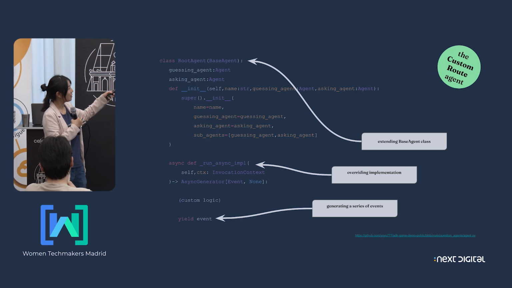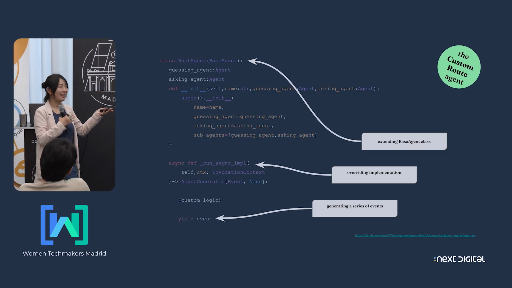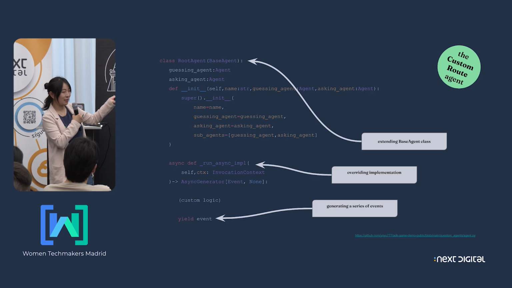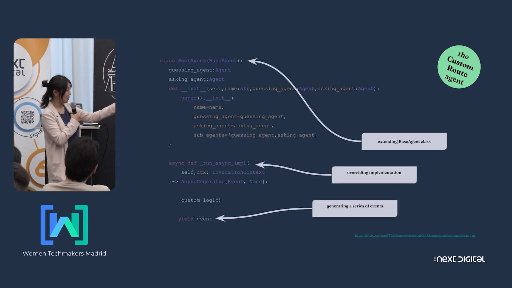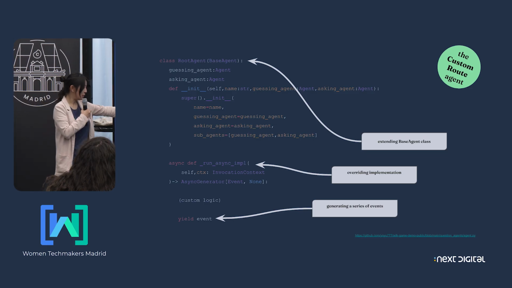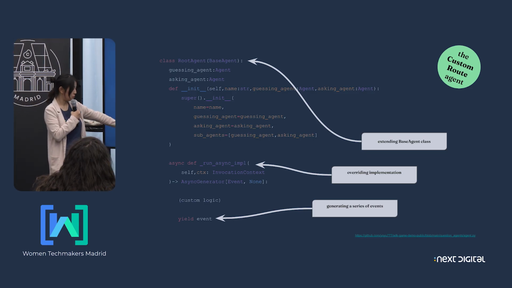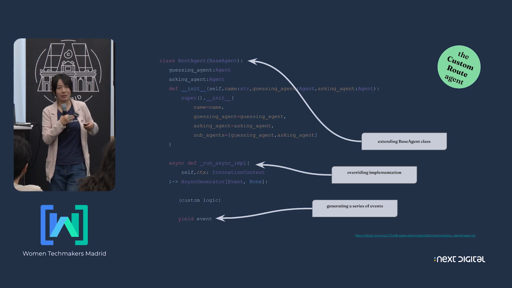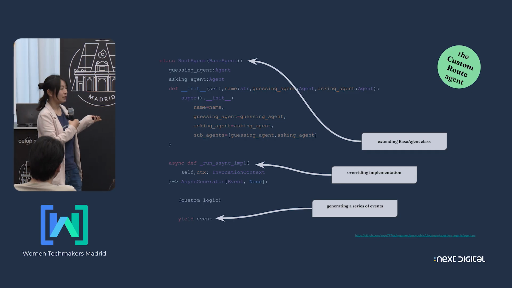The technicality of making a custom agent is that we extend a base agent class, then we override the implementation, and then finally we yield the event. Here it's yield event because of the generator pattern of Python.